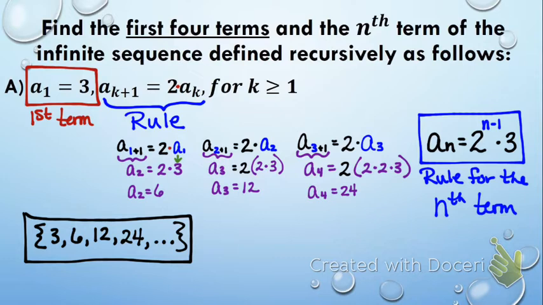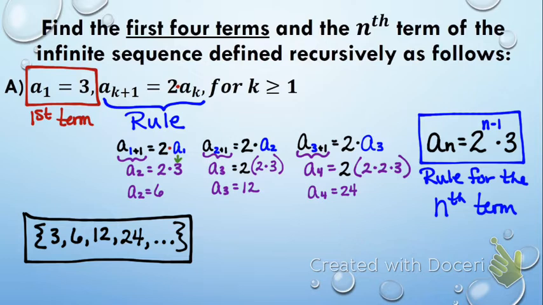What's different about the rule for the nth term versus the recursive definition? What's the biggest difference? With the recursive definition, you have to know the one that comes before it. You have to know the term that comes before. And then your rule tells you what to do with it from there.